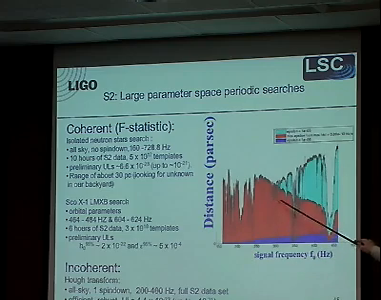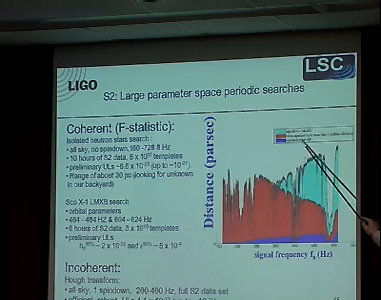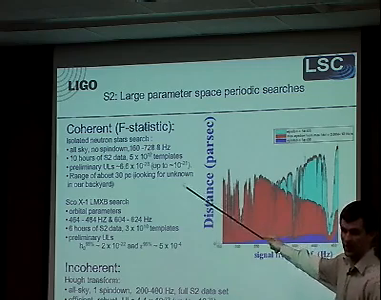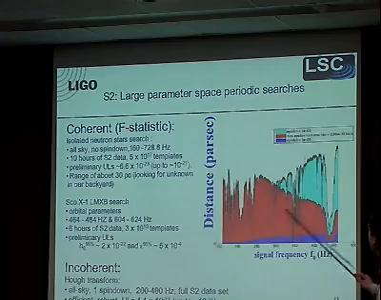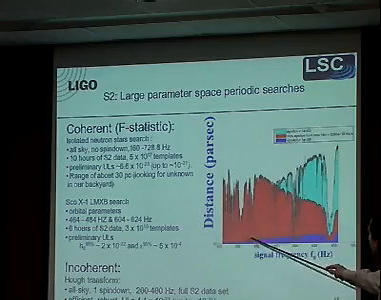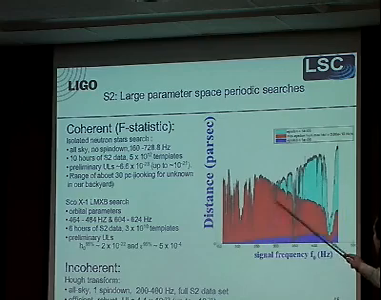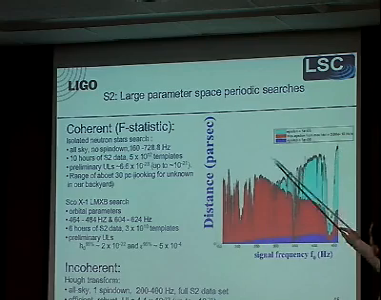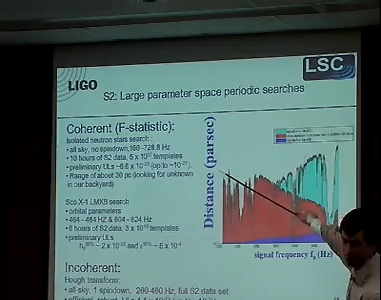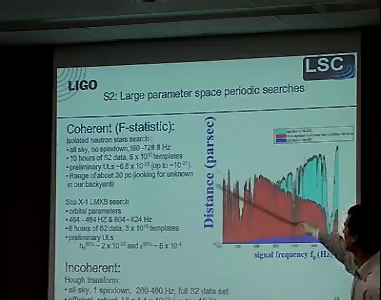The red shows the sensitivity of the search, which is for the maximum epsilon given the f dot, the frequency derivative that we're sensitive to in this search. Also, if there was an epsilon of 10 to the minus 5, and you can't see, but this is about 30 parsecs here. This is about 30 parsecs.